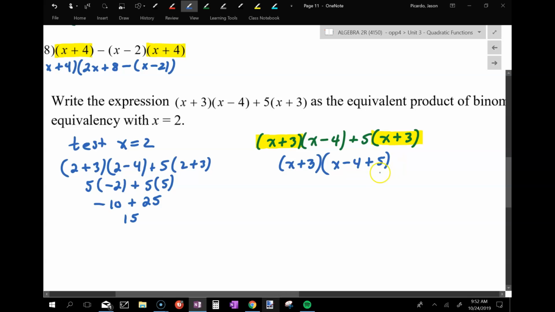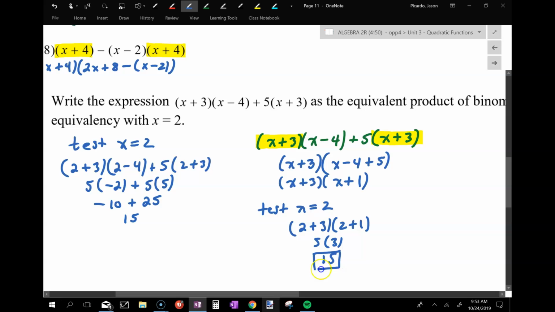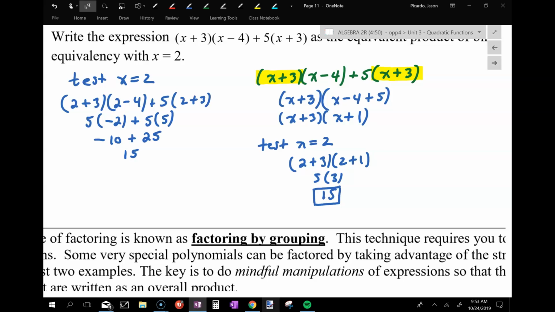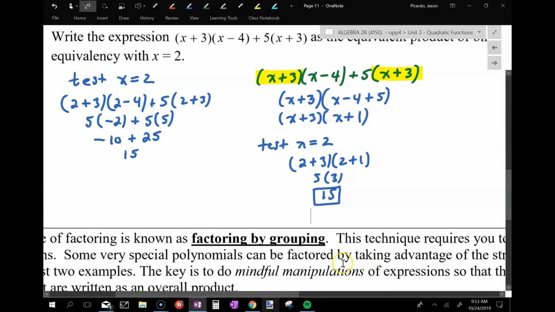And what is x minus 4 plus 5 the same as? X plus 1, right? All right, so I think that this is the same as this. Well, let's test that x equals 2 to see what happens. If we did everything right, we should get what number? We should get 15, right? Well, that gives me 5 times 3, which is 15, right? So it seems as if the process makes sense. It seems as if we're doing something that works, right? And that's just taking a GCF out.